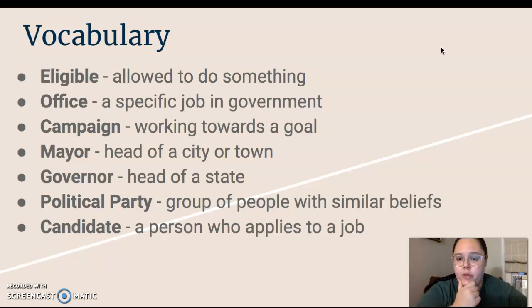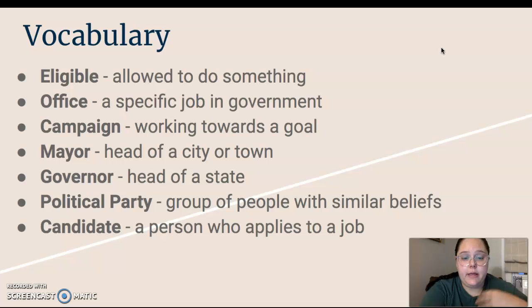So some vocab for you. Eligible means you're allowed to do something. Office is a specific job in government. So if you're running for office, you're running for a certain job. Campaign is working towards a goal, and this is what people who are running for an office do. They go around the country and they convince people to vote for them. A mayor is a head of a city or a town. A governor is a head of a state.